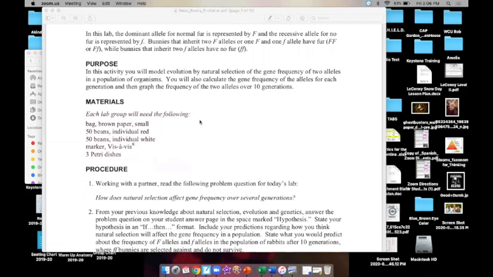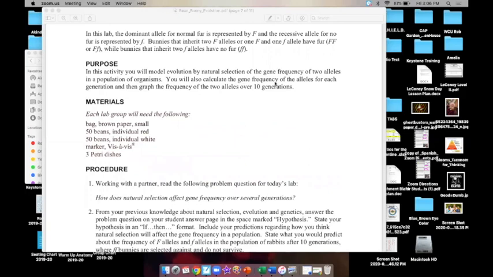All right, so you go down here to procedure. It says working with a partner. You are not going to have a partner, all right? You're at home by yourself. That's going to make life a little bit harder for you. So I made life a little bit easier for you someplace else. Up here where it says calculate the gene frequency, I got that for you.